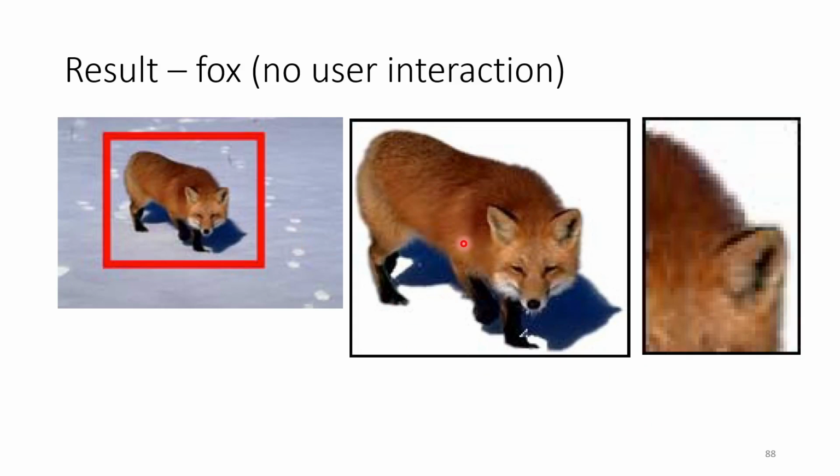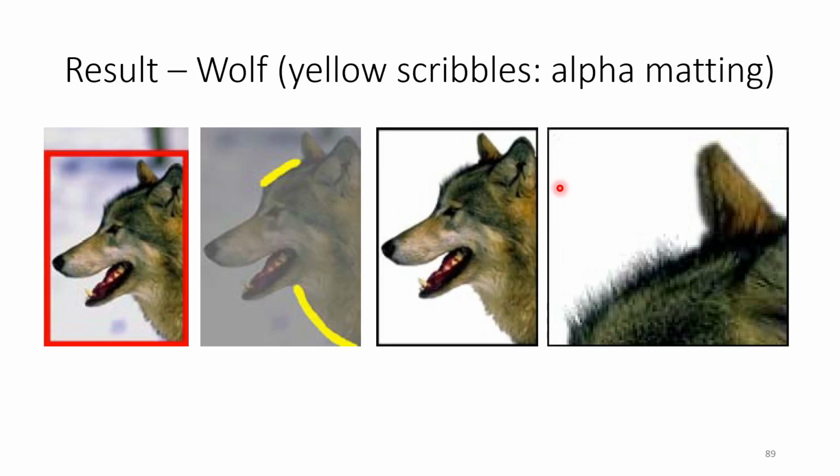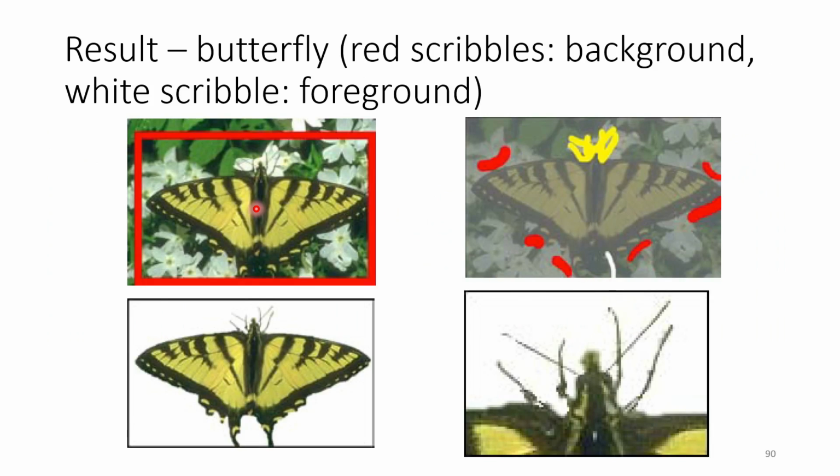Well, let's see some results. There is no interaction here. For the border, it looks good because of the border matting. For this given image, they designate certain regions to do alpha matting, so you can see the fur looks quite good. And for this butterfly, there is human interaction: this is foreground, this is background, and this is a region for alpha matting. It will generate a result like this, and the result looks quite good.